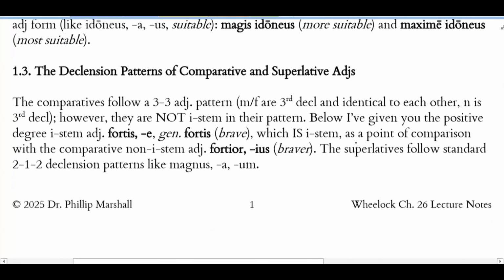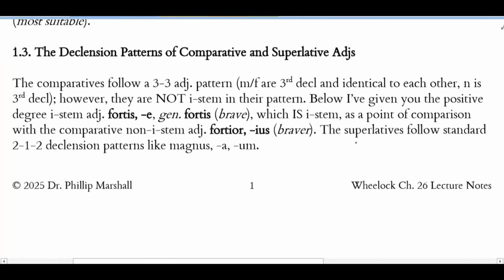All right, so let's talk about the declension patterns real quickly. The declension patterns of comparative and superlative adjectives. The comparatives follow a 3-3 adjective pattern. That is, the masculine and feminine are third declension and identical to each other. And then the neuter is third declension as well. However, and this is really important, these 3-3 comparative adjectives are not I stem in their pattern. Okay, they're not I stems.